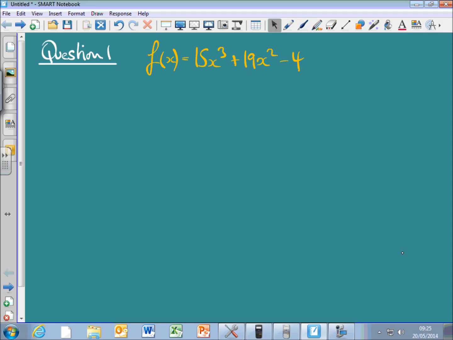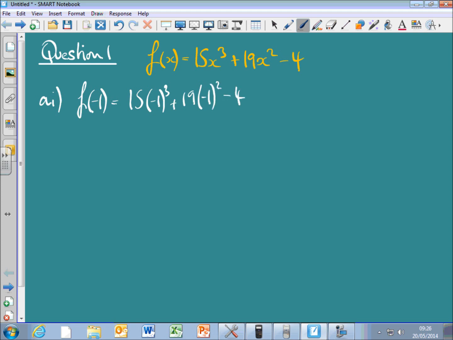On question 1, we're given f of x is equal to 15x cubed plus 19x squared minus 4. And in part A, we are asked to find f of -1. So we're going to sub in -1 for x, and we're going to get 15 multiplied by -1 cubed plus 19 multiplied by -1 squared, take away 4.